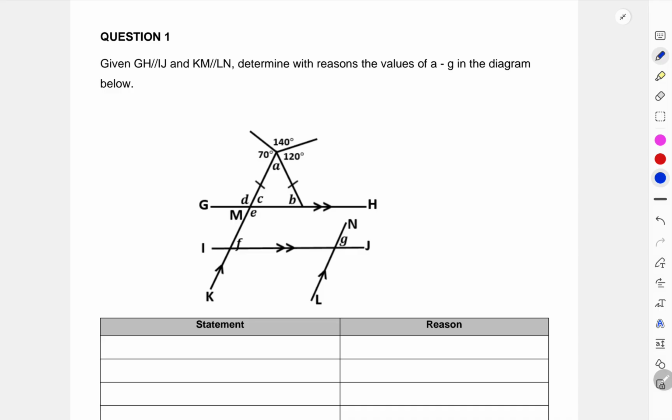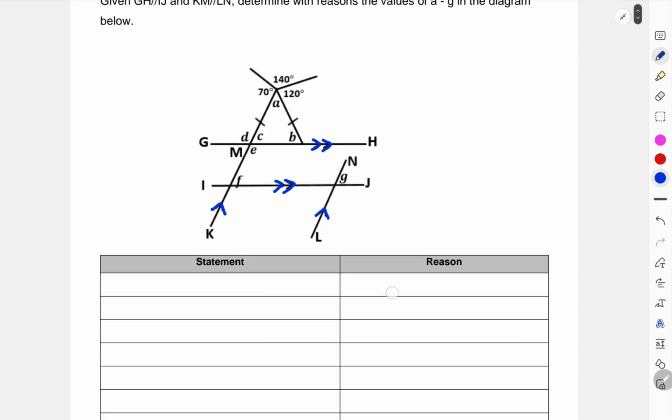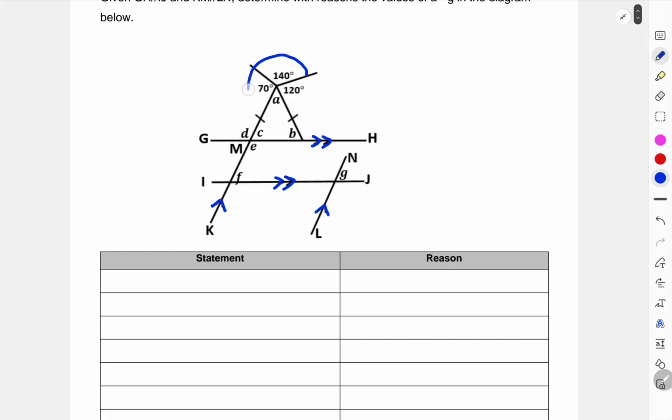All right, so they ask you, given GH is parallel to IJ, which has been indicated, so we always read the write-up so that we are very certain that we don't miss anything. And KM is also parallel to LN, so over here, those two as well. Determine with reasons the value of A to G in the diagram below. All right, so for A, can you see that it lies around a point? And we have all the values except for A. So then you can work out A.